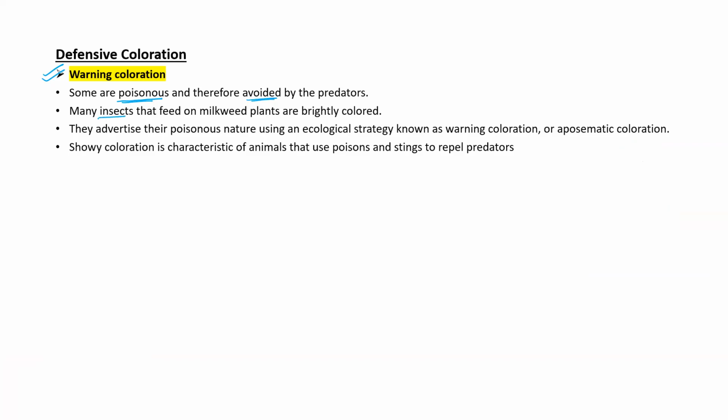For example, many insects will do this, and they generally show bright colors. This is a type of advertisement, you can say, to show that yes, we are dangerous, we are poisonous. They advertise their poisonous nature by using an ecological strategy known as warning coloration or aposematic coloration. Is it clear? So showing coloration is a characteristic of animals which have poison to repel predators.